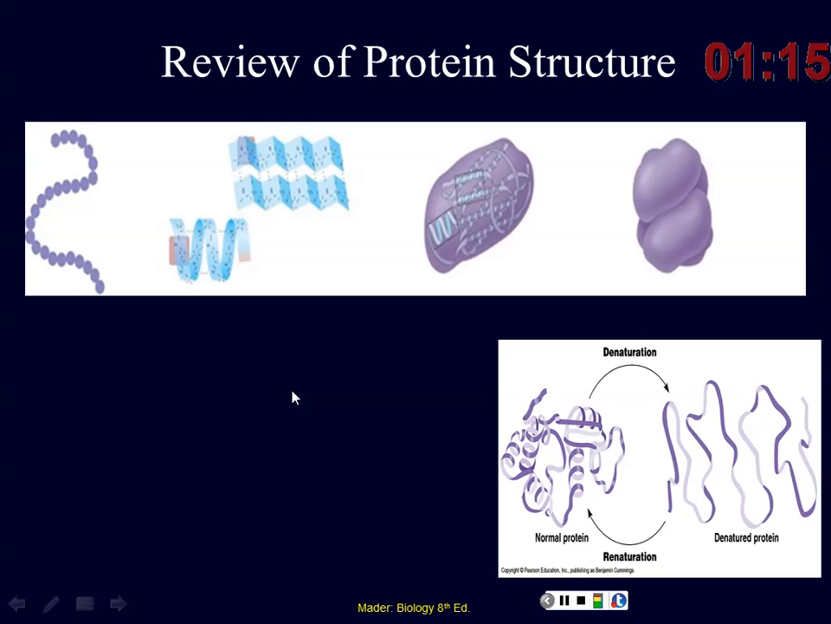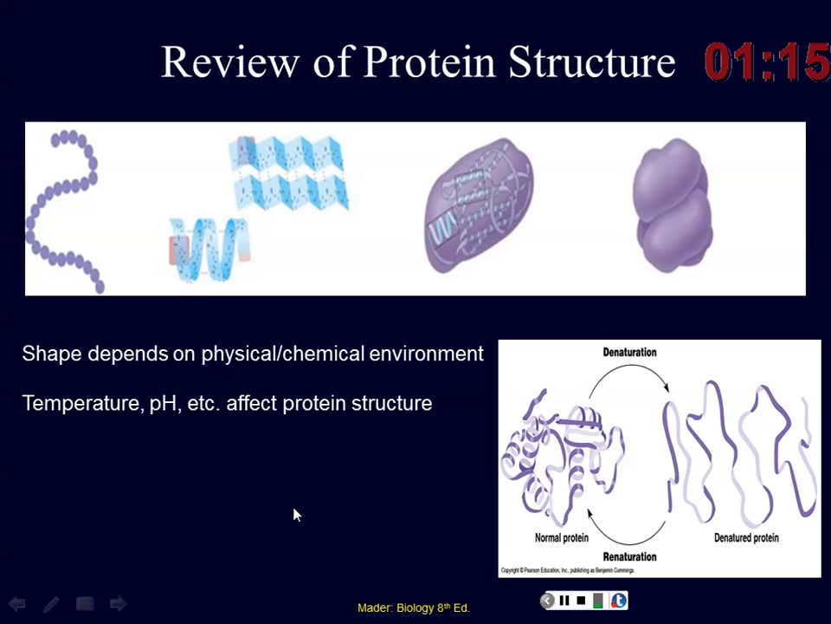Proteins can actually lose their shape. The shape is dependent on the sequence and the physical or chemical environment. So if you change either of those, you could change the shape of the protein. Things like temperature, pH, etc. are very important to protein structure.